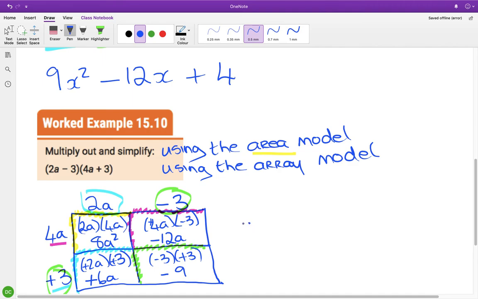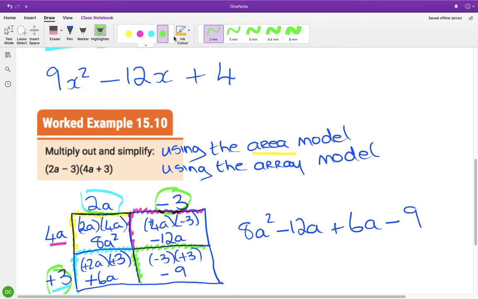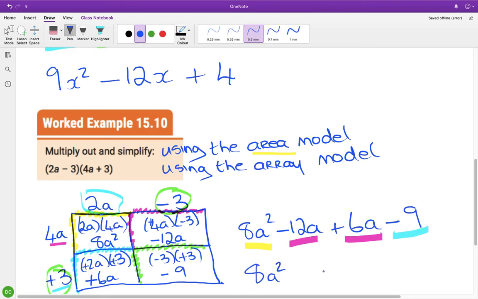Okay, so if I write out my answers, I have 8a squared minus 12a plus 6a and minus 9. Still have to do the simplify, so that hasn't changed. So I have an a squared, which is on its own. I have an a family, and there are 2 parts of that. And then I have a minus 9. So the 8a squared is on its own, so there's nothing to add it to. The a's I add. So minus 12 plus 6 is minus 6 is my total for my a's, and then minus 9.